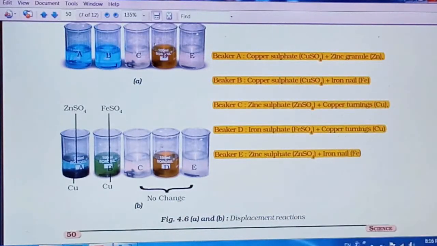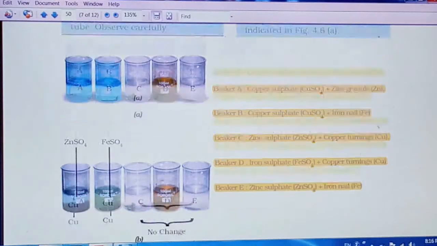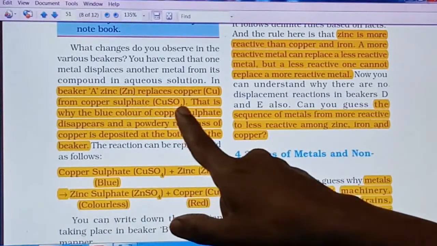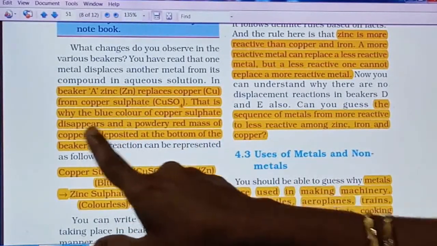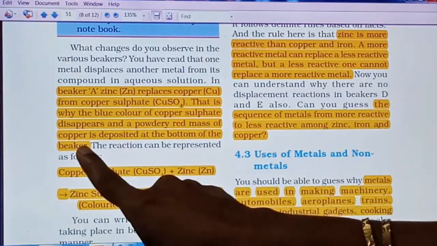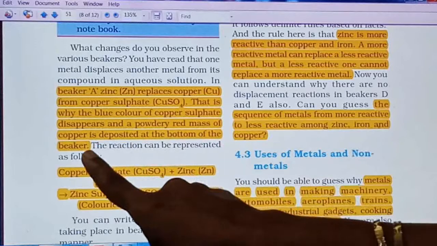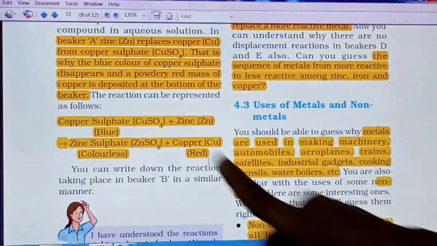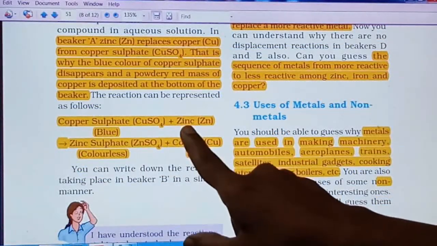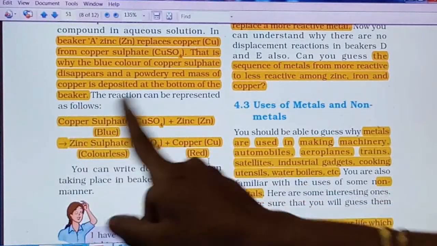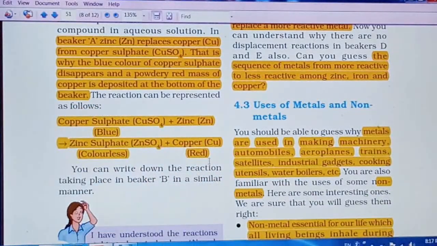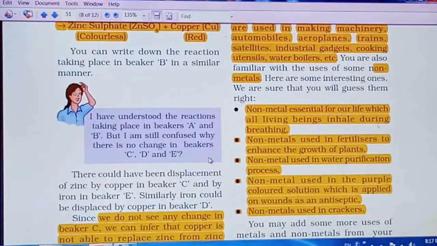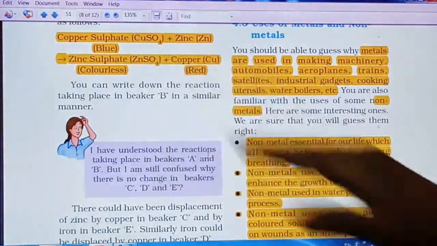So these are the reactions we have seen in the displacement reaction. In beaker A, zinc replaces the copper from copper sulfate, right? The blue color of copper sulfate disappears and a powdery red mass of copper is deposited at the bottom of the beaker. This is the reaction given here. Copper sulfate plus zinc gives zinc sulfate plus copper. Zinc is stronger, it displaces the copper and zinc sulfate is formed, right? Like that, the same reaction we have seen in beaker B, right? So in beaker B also a similar type of displacement reaction we have seen.